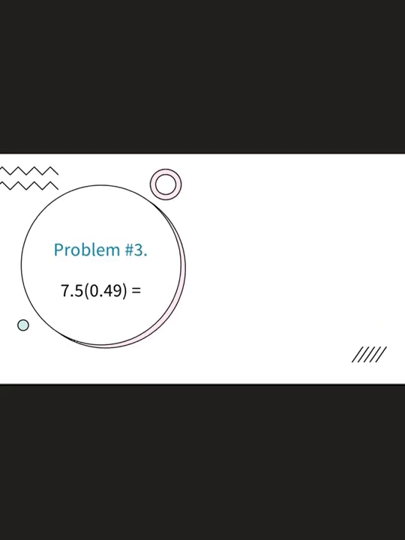All right, problem number 3. We have 7.5 times 0.49. So 7.5 times, I'm just going to put 0.49, because remember the 0 in front of the decimal does not really matter. And now our problem is set up so we can do our multiplication.